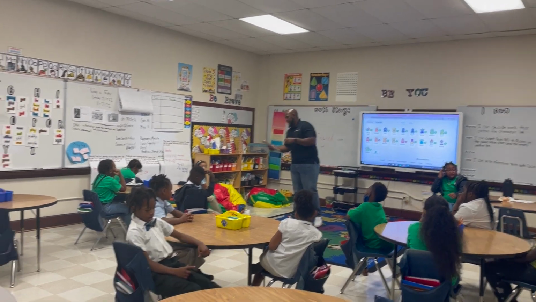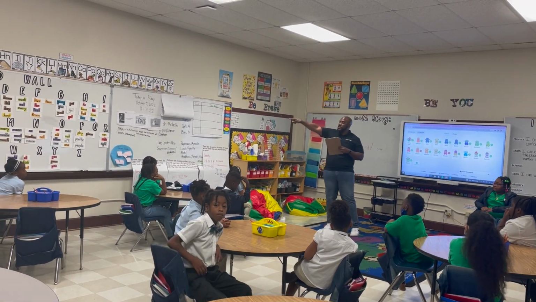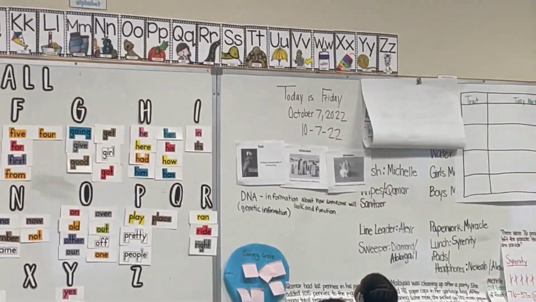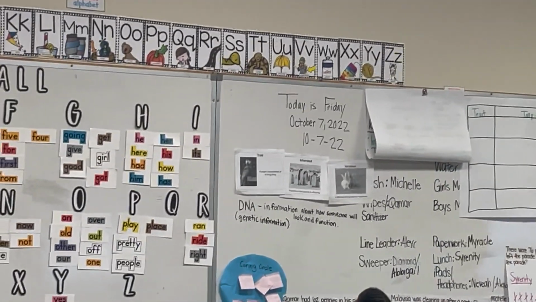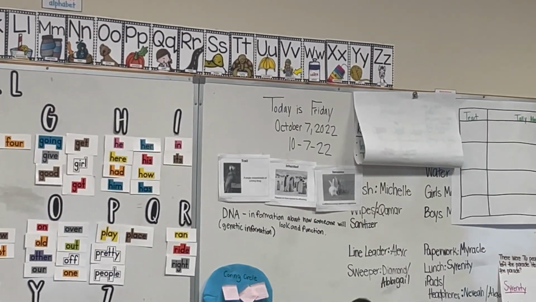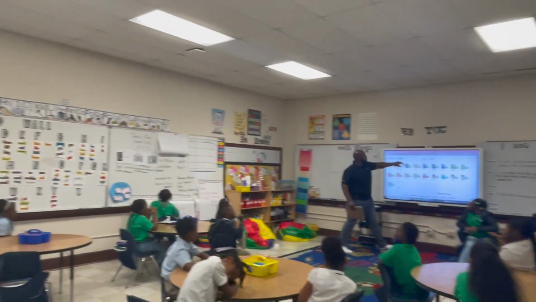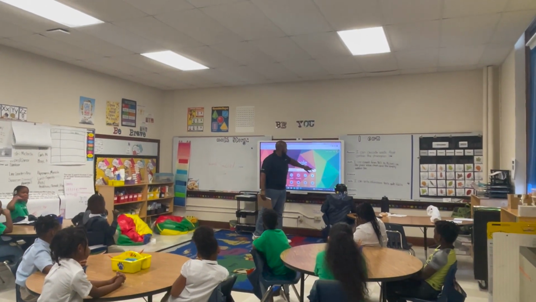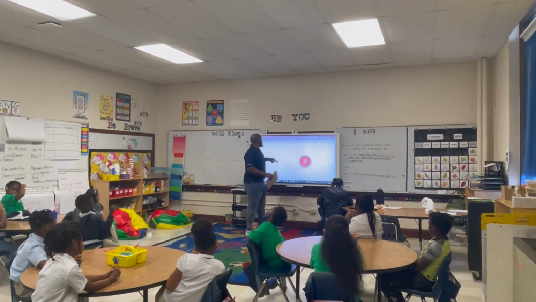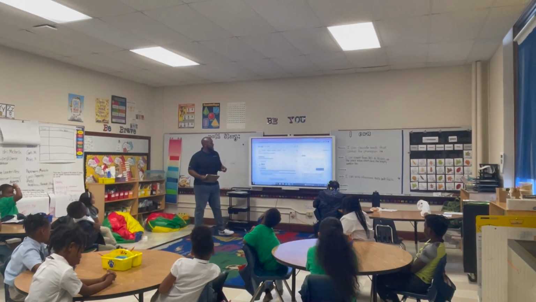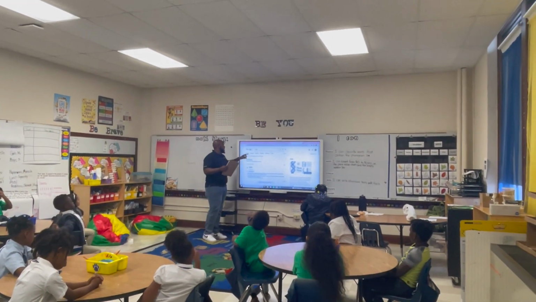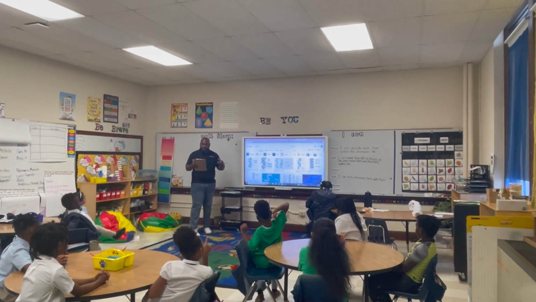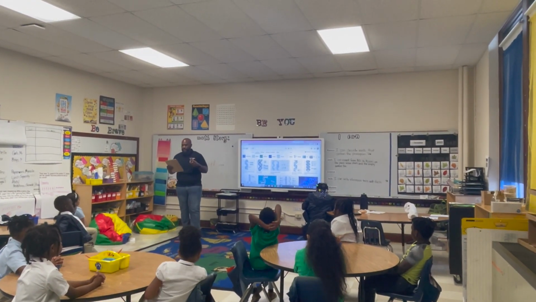So DNA is the information. You could look right here on the board too. That's where our vocabulary words are. DNA is the information about how someone will look and function. All right. So I'm gonna show you a picture right here on the board. DNA. All right, so DNA is information that comes together, that is formed together to pretty much tell how you will look and function, all right?